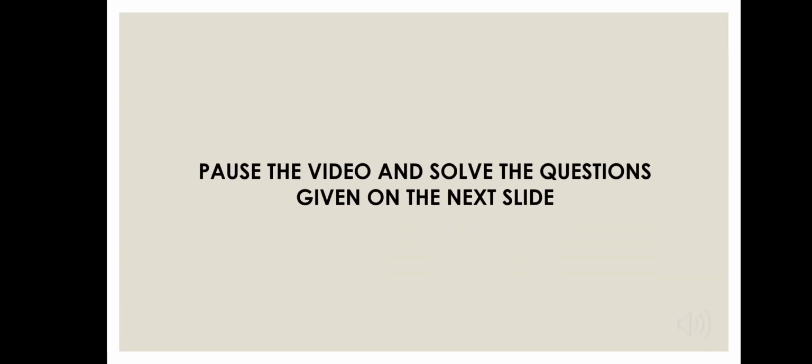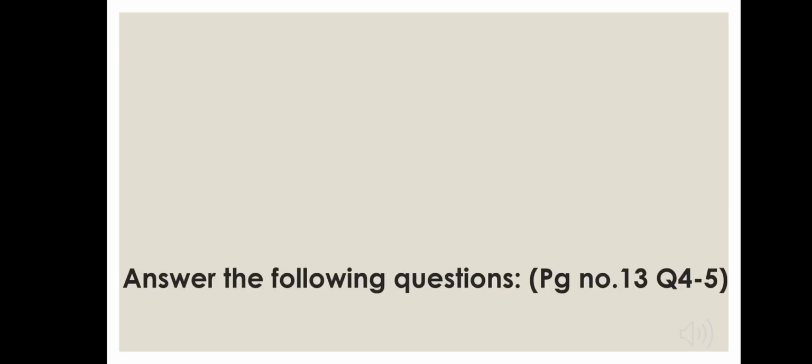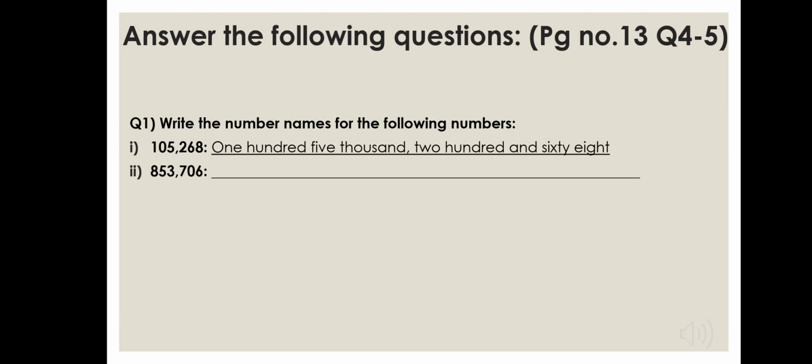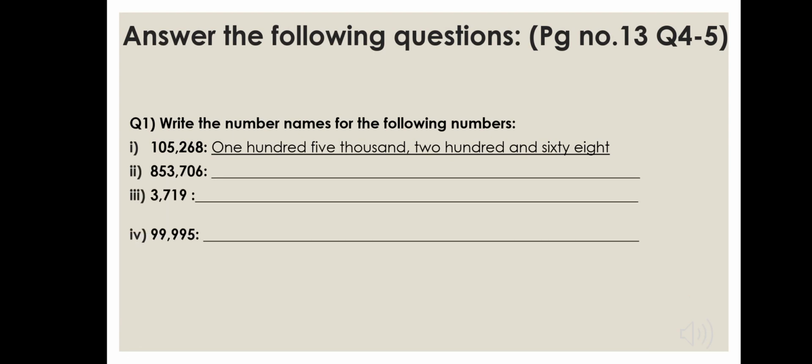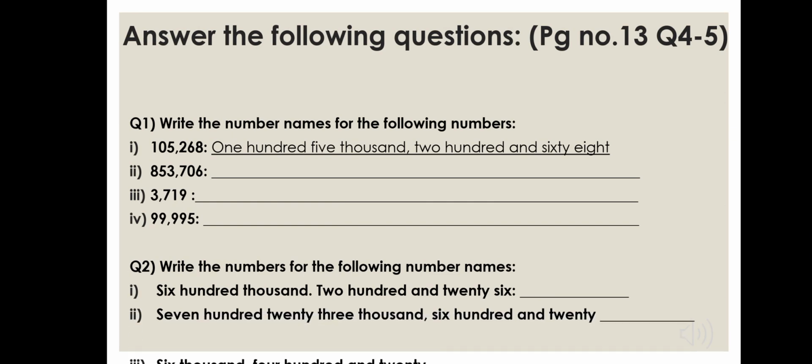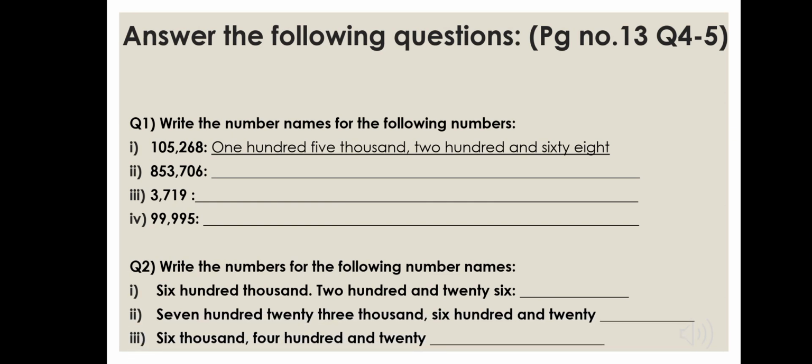Pause the video once again and solve the question which is given on the next slide for your better practice to understand the place values. Answer the following questions. This question is also given on page number 13 of your book, question number 4 and 5. Now in the first part, you can see that you have to write the number names of the following numbers. The first one has been done for you.